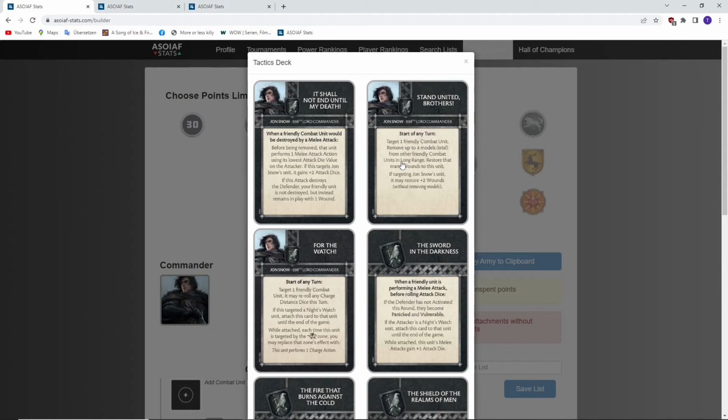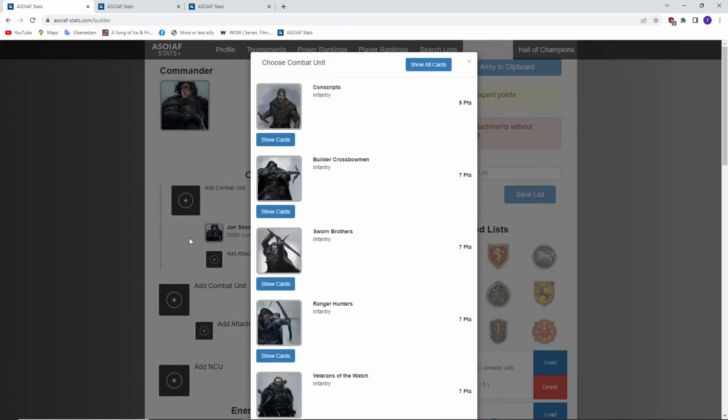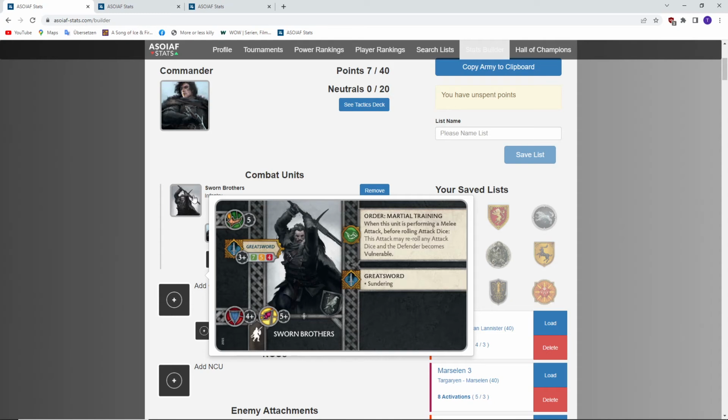So that would be an example here, we have both in one card. One time it explicitly says target, one time it doesn't, but both of the effects are targeting. Maybe something that doesn't target, if you look at Martial Training here, obviously it's an order, so it does target the Thorn Brothers themselves. But then it says when this unit is performing a melee attack before rolling the attack dice, this attack may reroll any attack dice and the defender becomes vulnerable.